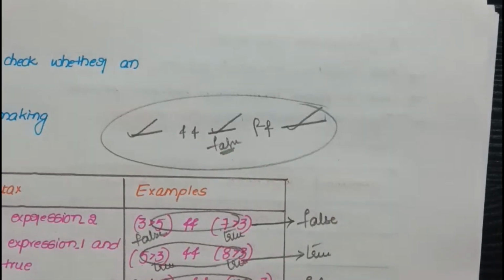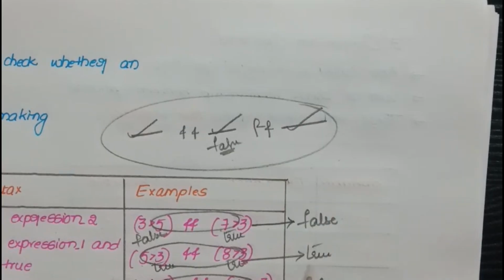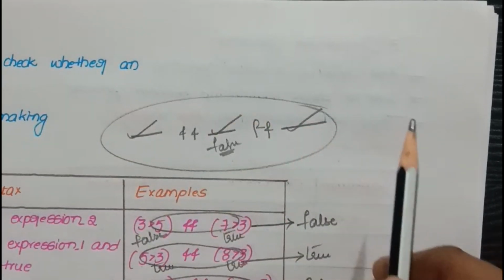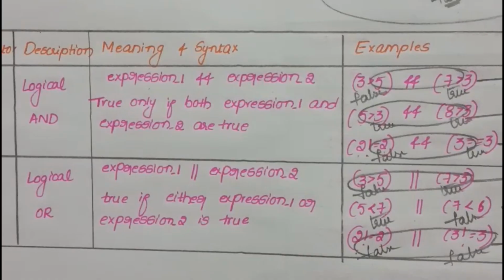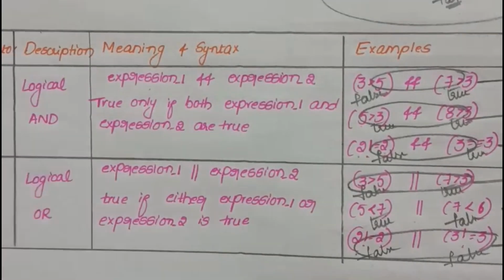What logical or expects is at least one of the expressions should be true so that the entire expression will be evaluated as true. You can use logical and between multiple expressions, but every expression should be evaluated to true so that the entire expression will have true as output. For logical or, at least one of the expressions within the entire expression should be true so that the entire expression will get evaluated to true.